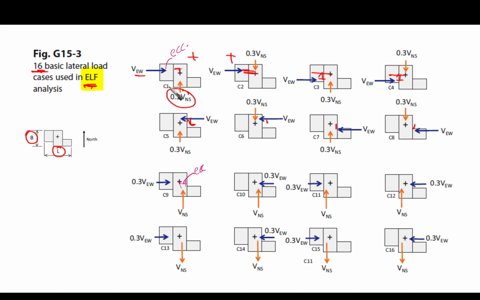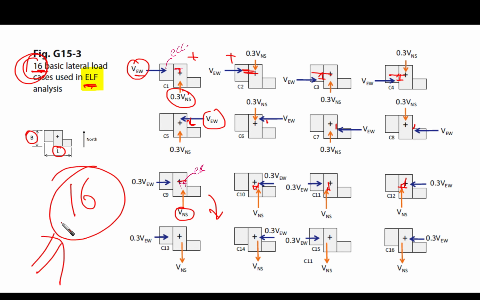So we have 8 now, where the eccentricity is coming from the main component. Now we are going to have another 8 where the eccentricity is coming from the minor component, which is the north-south component. So I have eccentricity here, positive, and then we have another one negative here. And then another 4 opposite to these. So we have a total of 16. We have 16 load cases that you should check for your structure. Okay, 16 load cases.